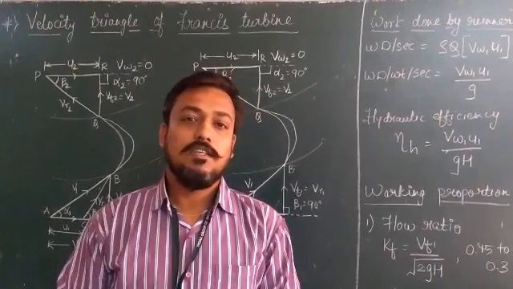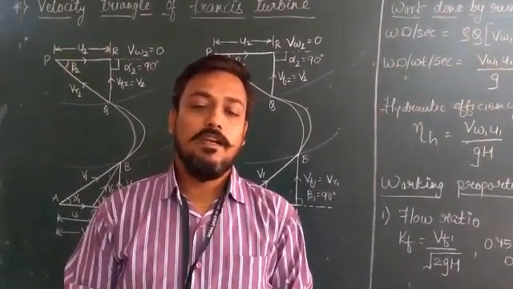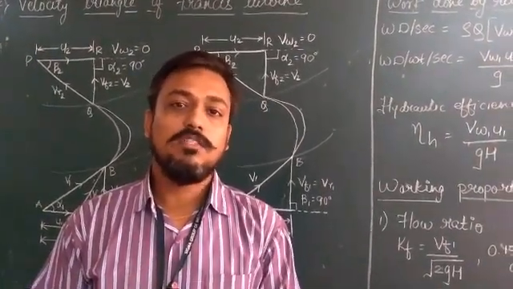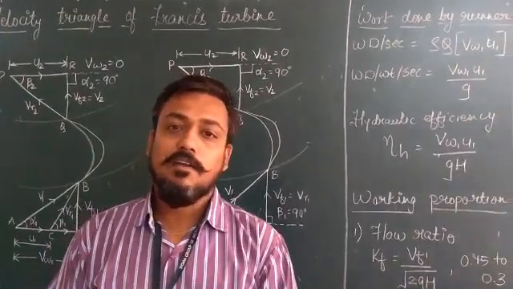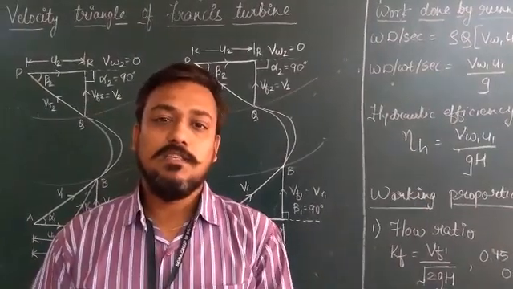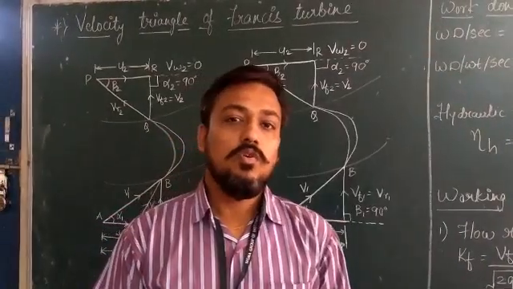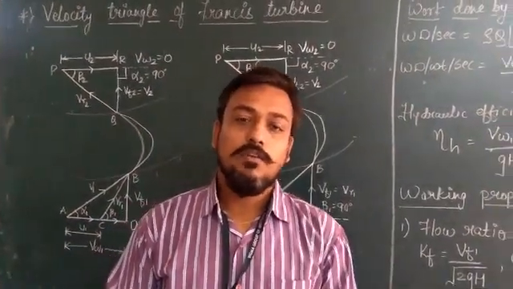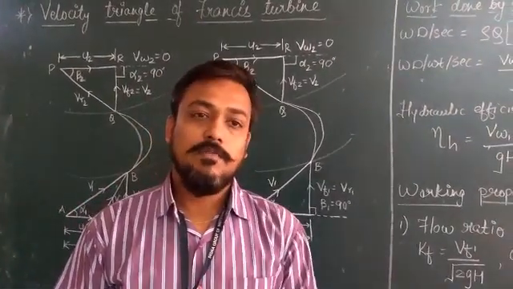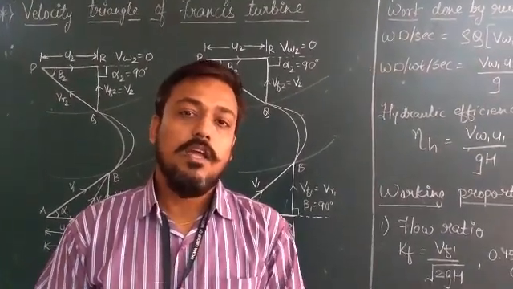Water coming from the reservoir will enter into the casing, and from the casing it will enter into the guide vanes. The guide vanes will guide the water towards the runner. These guide vanes are fixed at one point, so the angle of the guide vanes can be changed with the help of the governing system. The governing system is used to vary the flow of water according to the load on the turbine. That is the governing mechanism that is used to change the flow of water according to the load on the turbine.